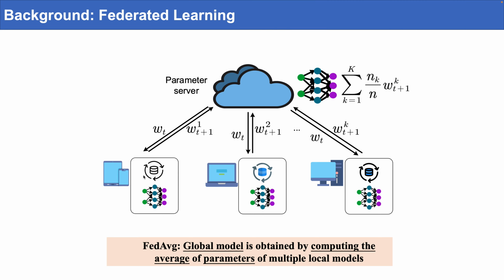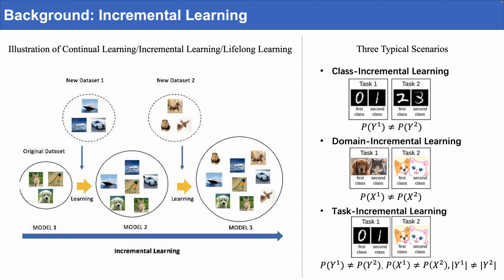Federated learning is a collaborative machine learning framework where a global model is trained by aggregating updates from multiple clients with local data. This approach allows for the preservation of data privacy as the data remains on distributed devices. A prominent example of federated learning is the Fed-average algorithm, where the global model is obtained by averaging the parameters of local models from different clients.